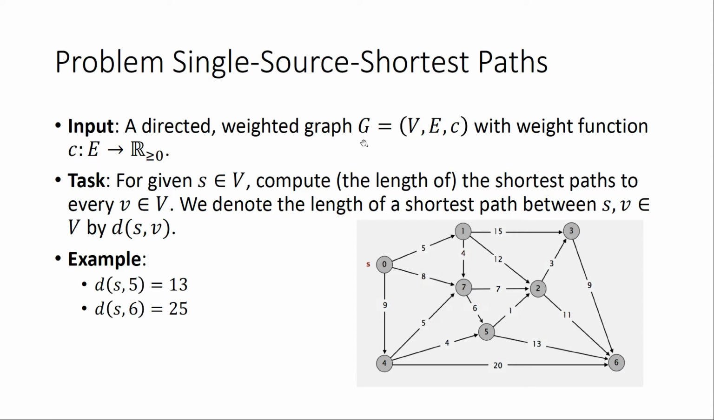The input is a graph, and it's directed and weighted. That means you have this function c that gives every edge a weight. And you have learned, or at least I hope that you did, that in Dijkstra's algorithm these weights are not allowed to be negative.